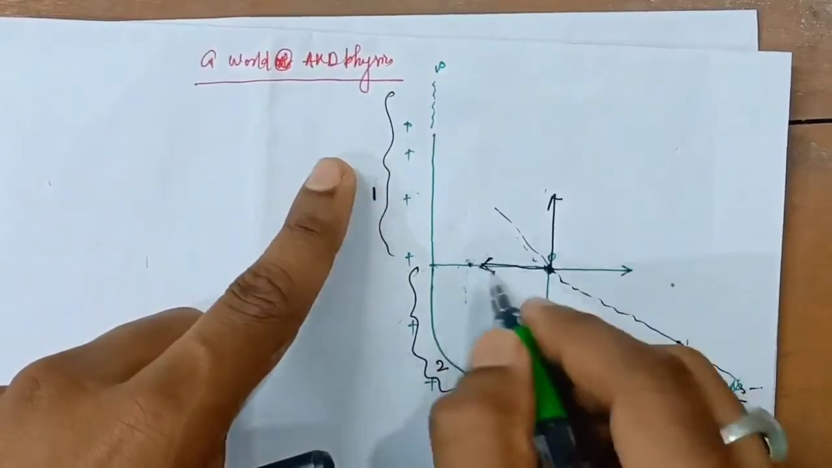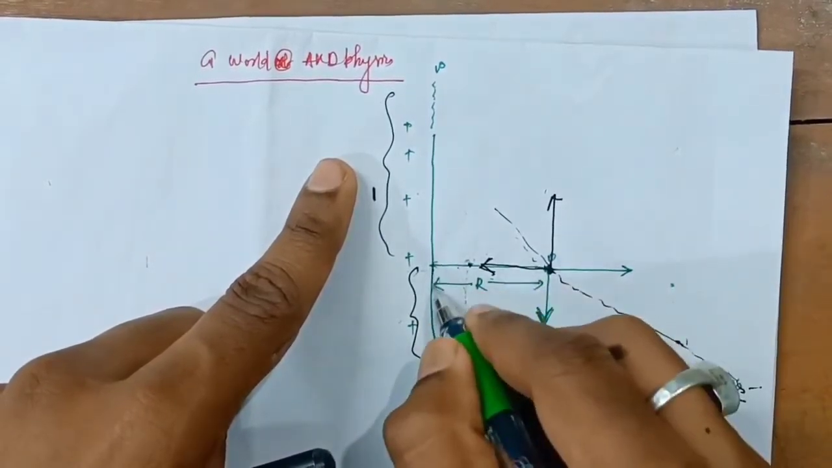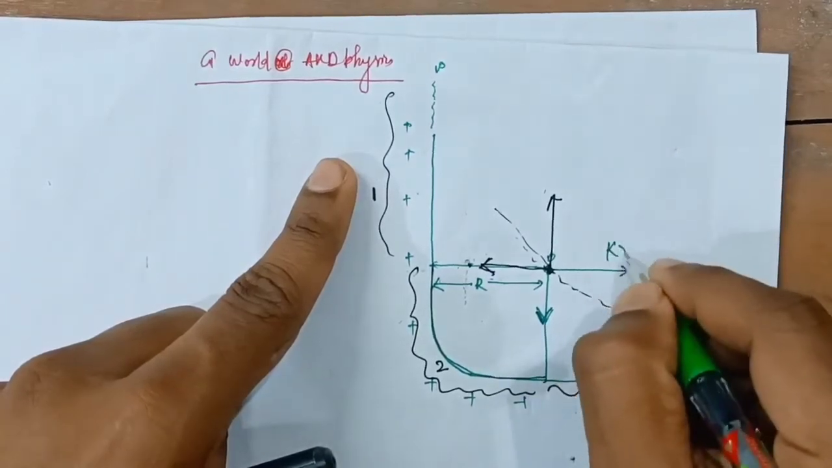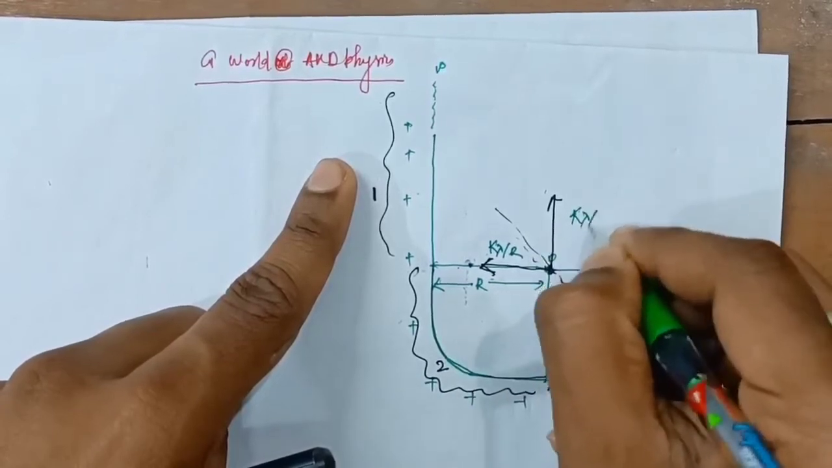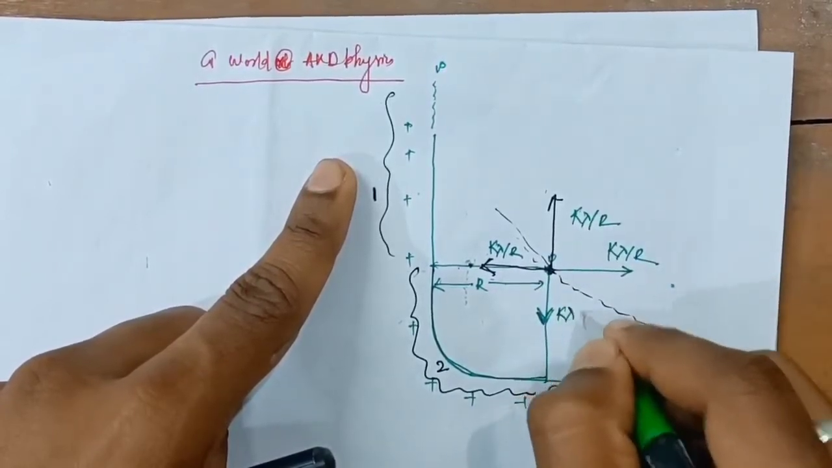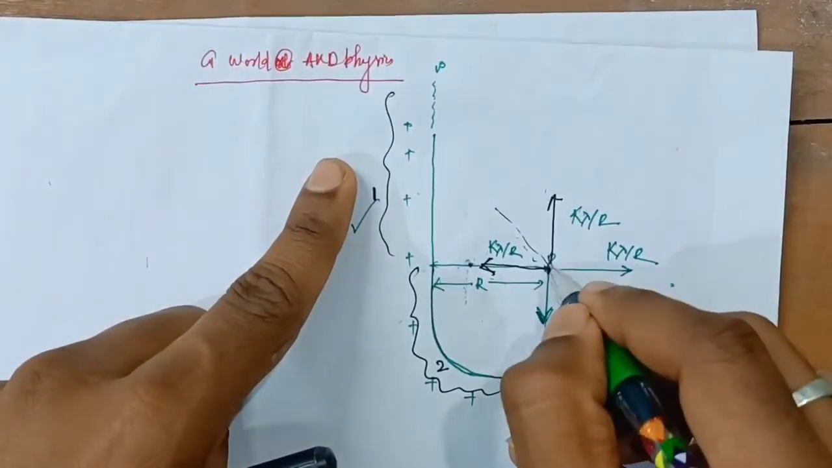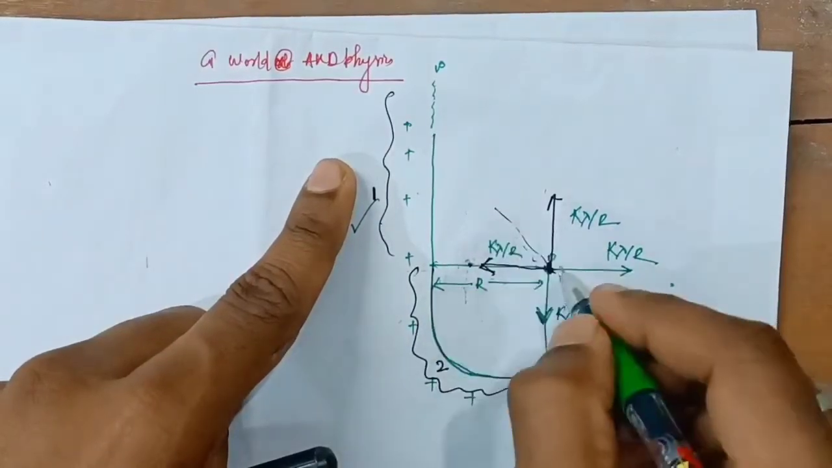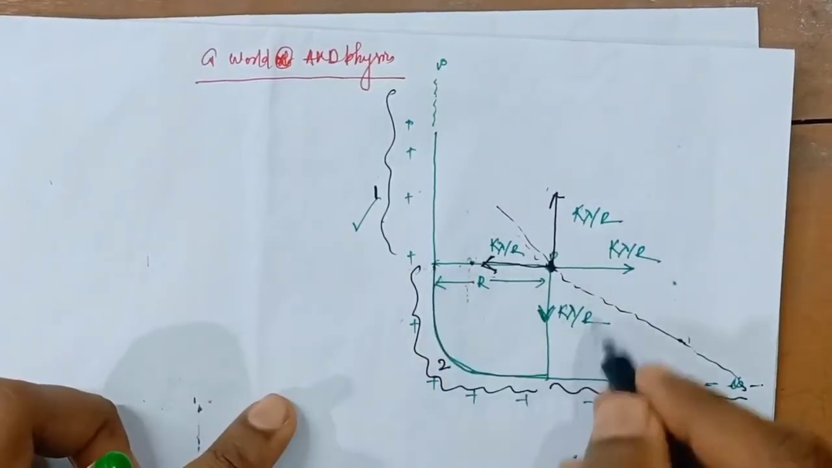And every component, if I consider this radius r, the radius of the small arc, the expression here is k lambda by r, here k lambda by r, here k lambda by r, here k lambda by r. So due to segment 1 and segment 3, the net field at this point is 0. Now we will think about this arc.